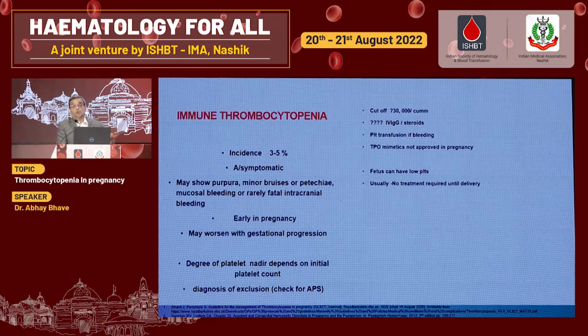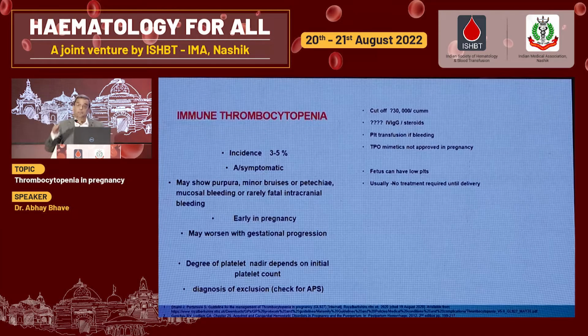In ITP, we don't know what the cutoff is. Most of the articles, guidelines and trials say 30,000. If it goes lesser than that, maybe immunoglobulin and steroids. I read a fantastic article, 500 patients, of which half of them were given immunoglobulin and steroids. Some were given only steroids and some were just observed. And what did we come to know from that? If you combine the two, immunoglobulin and steroids, the number of days taken to bring up the platelets is much faster. But immunoglobulin is expensive.